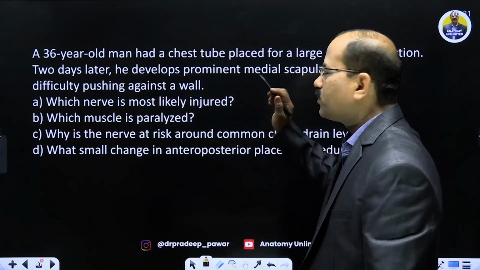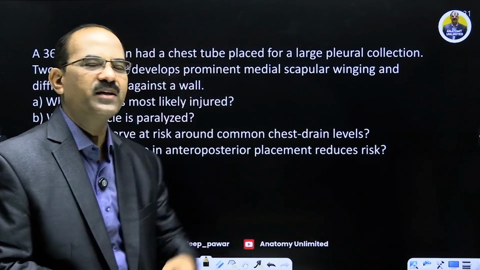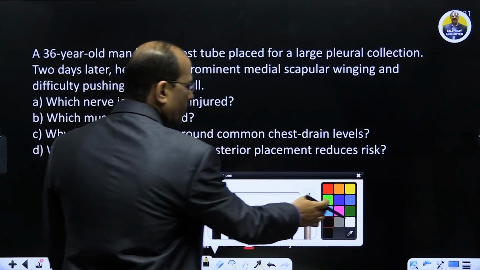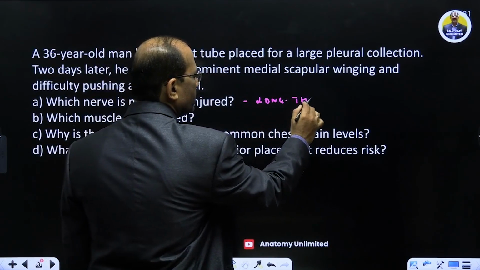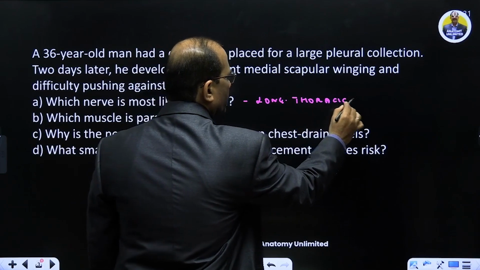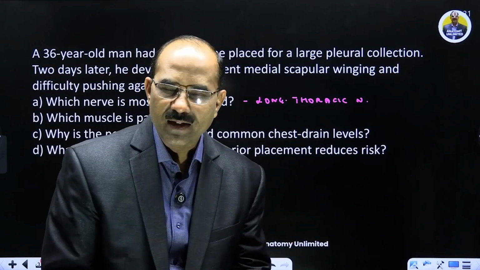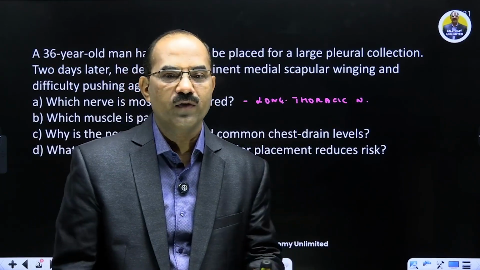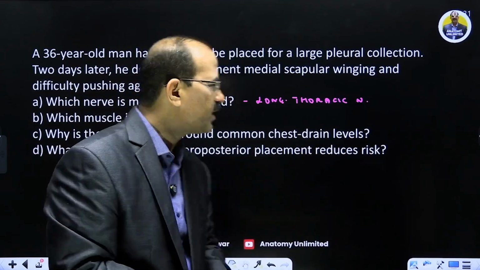So which nerve is most likely to be damaged? What do you think? Yes, what is the answer? What is the nerve most likely to be damaged? That's the long thoracic nerve, or the nerve to serratus anterior. Long thoracic nerve is also known as the nerve to serratus anterior or the nerve of Bell. What is the root value? C5, C6, C7, arising from the roots of the brachial plexus. Correct? Very good.